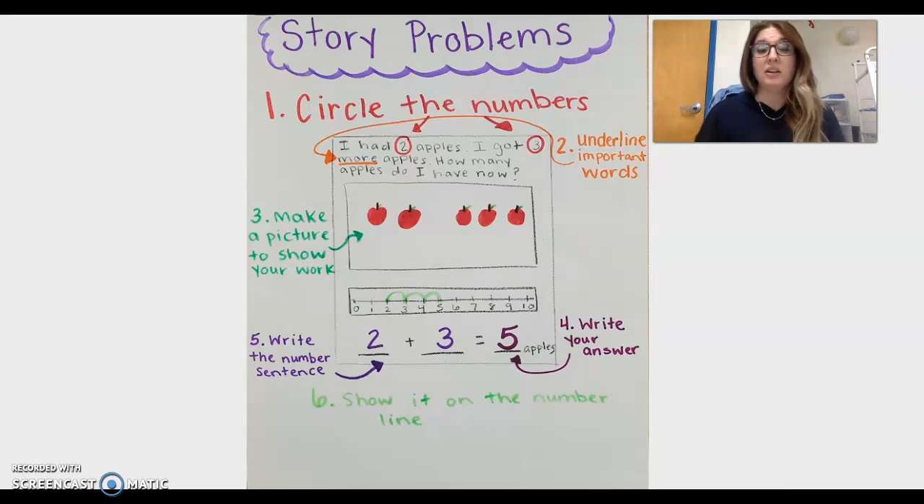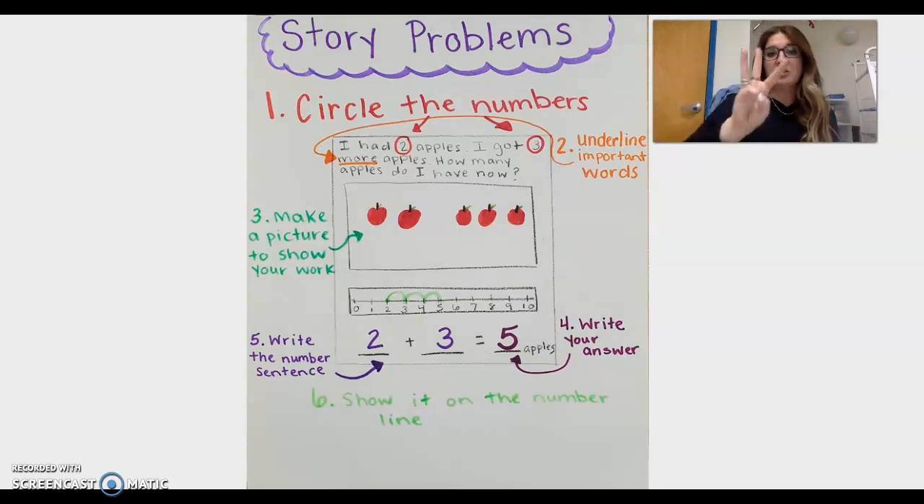Think about when your mom or dad say, I have to go to the store to get more milk. That means that they are going to get something more than what they have. Okay, a larger amount than what they have right now. It's the same thing with these story problems. I had 2 apples, but then I got 3 more. So I'm going to have 3 more apples than what I have now. It's telling us to put them together and add. So how many apples do I have now?